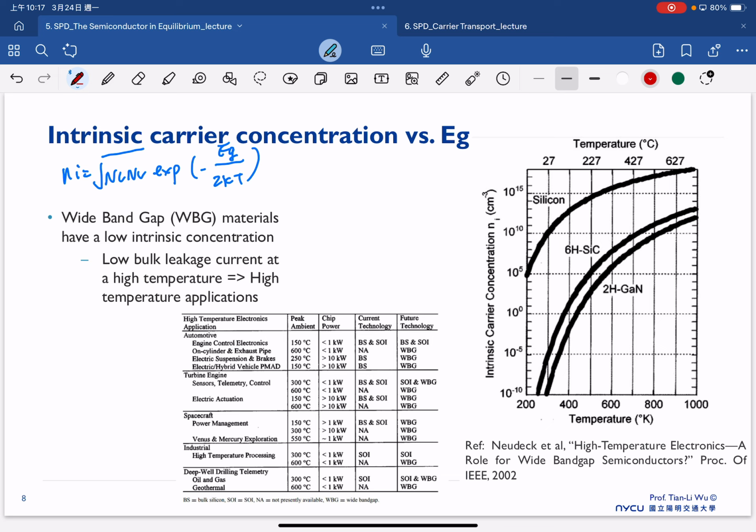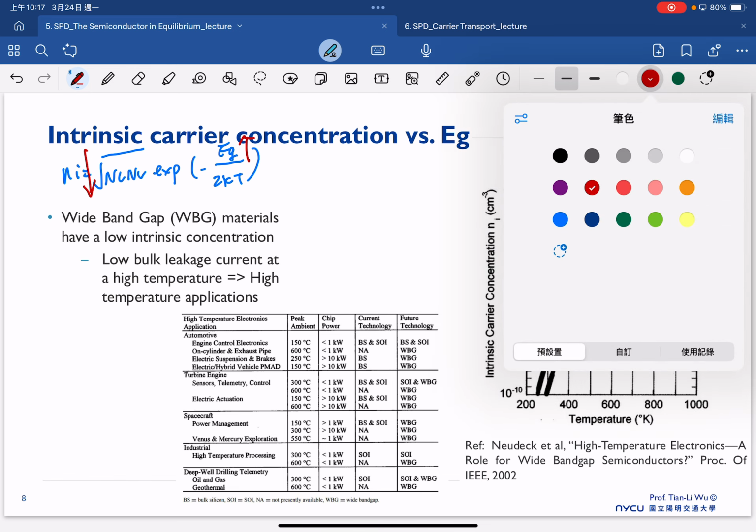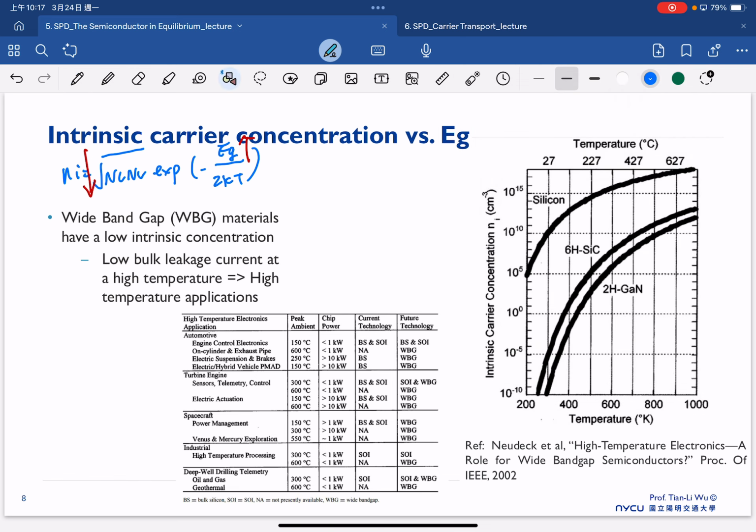So if we can find a material that has a large band gap, ideally this can reduce the Ni as well. And if we can reduce the Ni, we can also reduce the leakage current here. We already know that in the case of silicon, we have the EC/EV, a band gap of 1.1 electron volt.